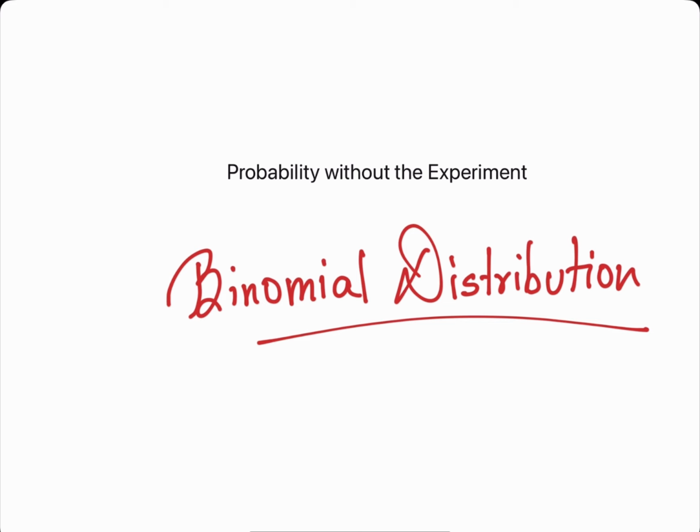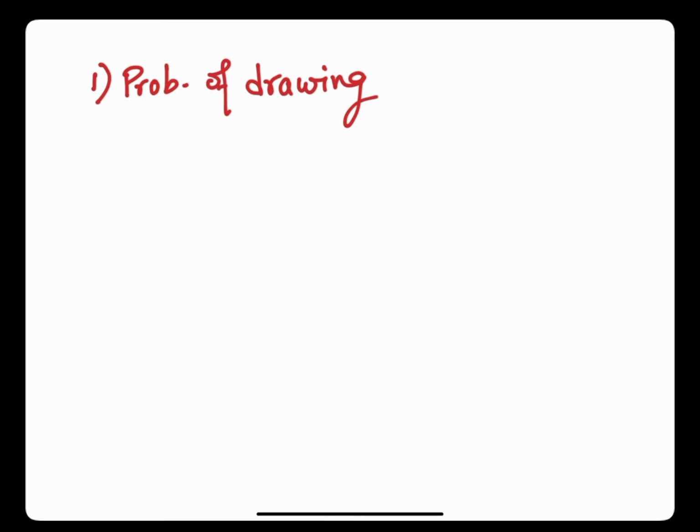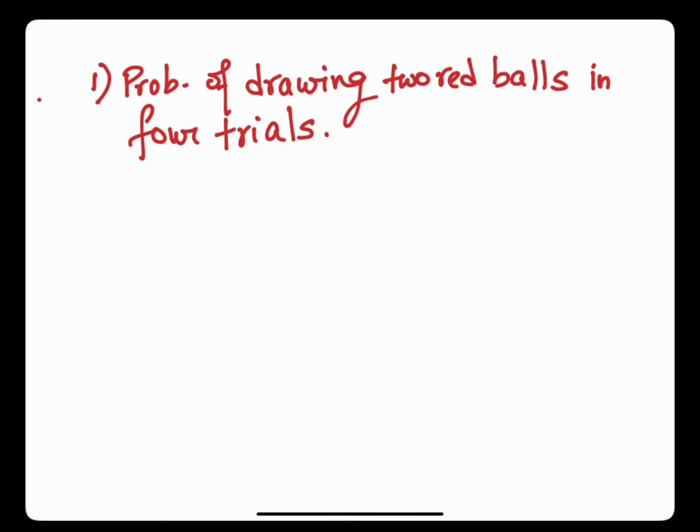Now, let's consider a scenario where you don't have the resources to conduct an experiment where people draw four balls from a bag. Can you still predict the probabilities? Absolutely. Now, let's start by calculating the probability of drawing two red balls in four trials. Since these balls are replaced after each draw, the probability remains the same for each draw. So we'll start by calculating the probability of drawing one red ball in a single trial.